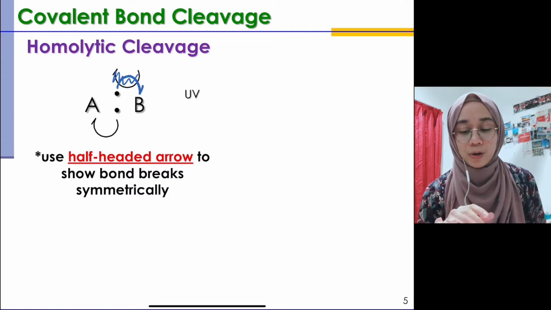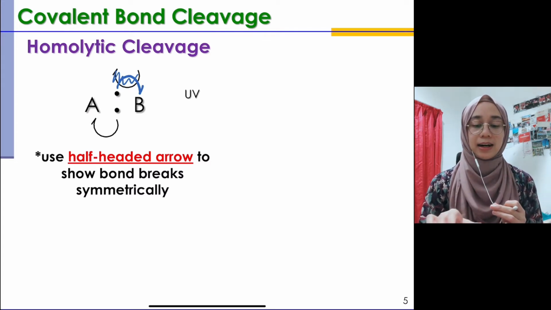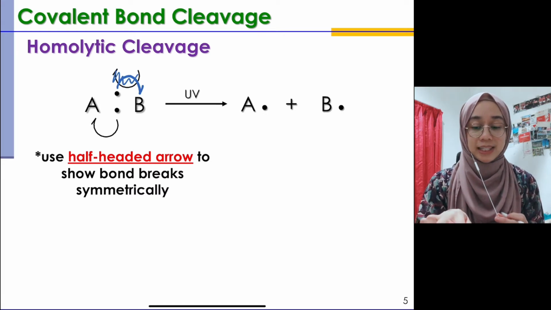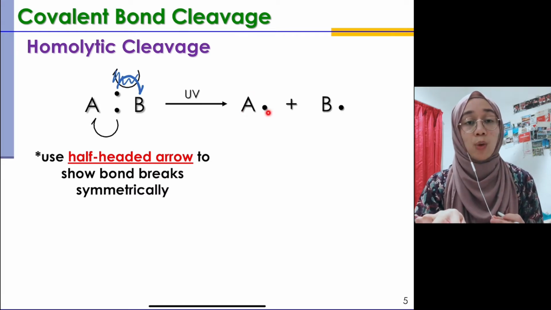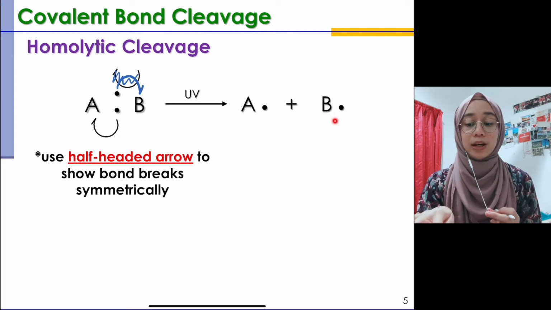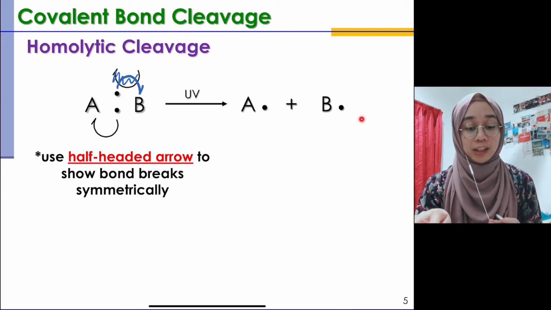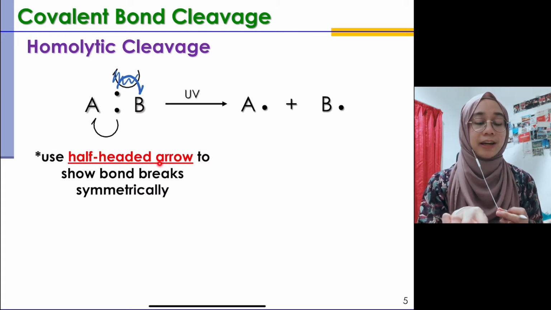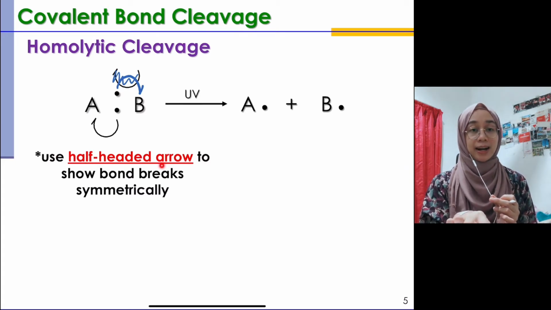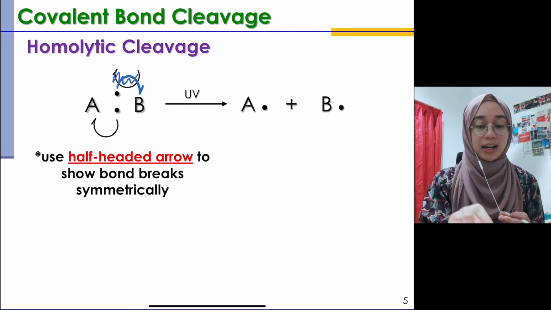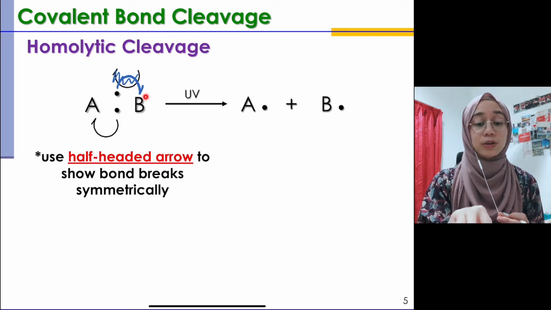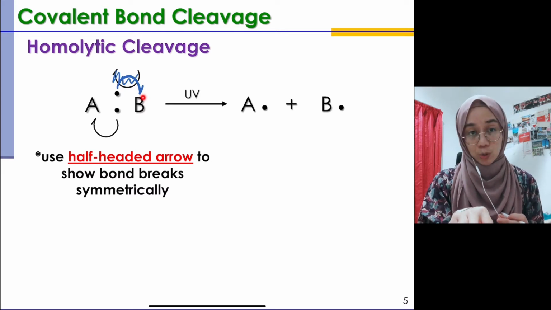Jadi, apa yang berlaku adalah terhasillah species yang kita panggil sebagai free radical, whereby as you can see A is left with 1 unpaired electron and B pun is left with one unpaired electron. So you see here, bila dia kata half-headed arrow ni, sebenarnya half-headed arrow ni menunjuk pergerakan satu elektron. Sebab ada dua elektron kan, tapi kita guna half-headed arrow. Half-headed arrow merujuk kepada pergerakan satu elektron.